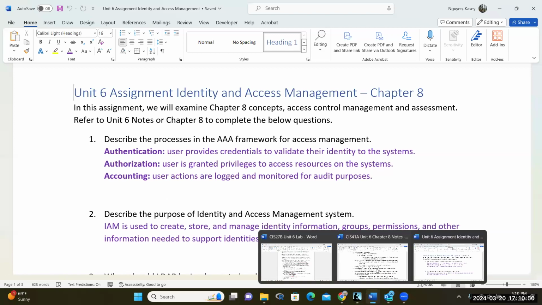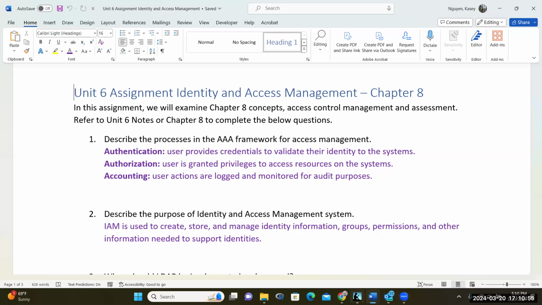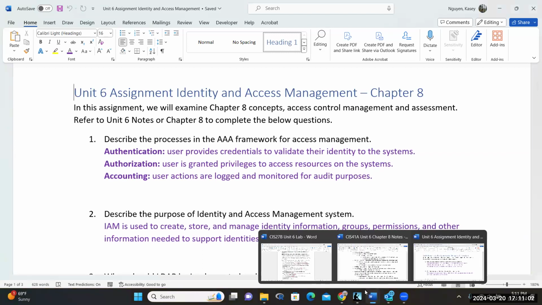Okay, so you can find this information in the notes. I just summarized it to give you a better understanding, but you need to know what these AAAs are for security certifications.